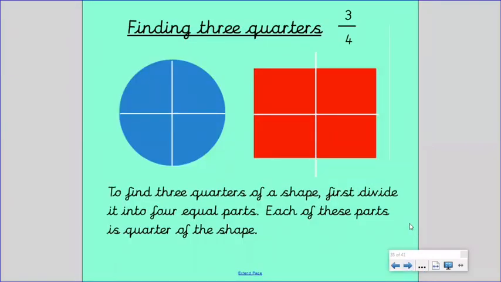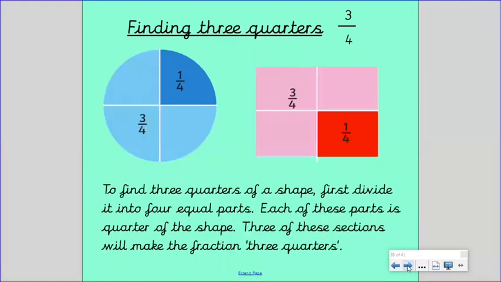Okay, moving on to slightly trickier fractions of shapes. So now we're finding 3 quarters. So to find 3/4 of a shape, we first divide it into 4 equal parts, like with a quarter. And each of these parts is 1/4 of the shape. We know this already from finding 1/4. 3 of these sections will make the fraction 3/4. Okay, so 1 of these sections is 1/4, but 3 of them together is 3/4. 1 out of 4 and 3 out of 4.